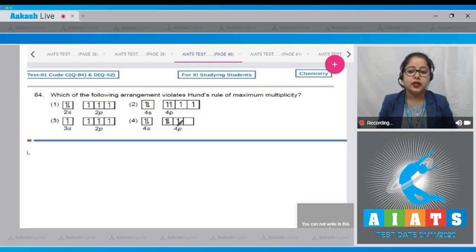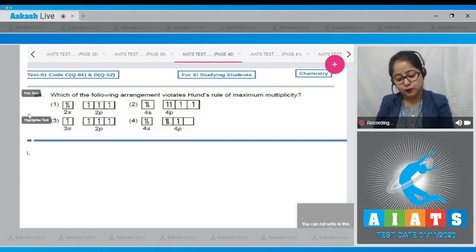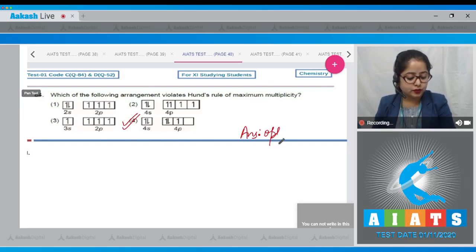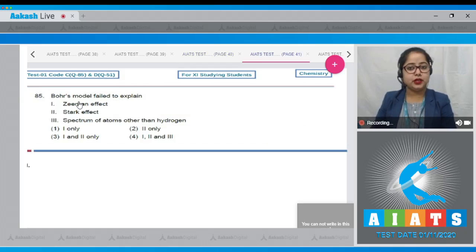So it is very clear that in case of option number 4, Hund's rule of maximum multiplicity is violated, since it is very clear that the three orbitals of the 4p subshell are not singly occupied, and before that the pairing has been started. So the correct answer is option number 4. Moving to the next question, students. Question number 85. Let's read the question.